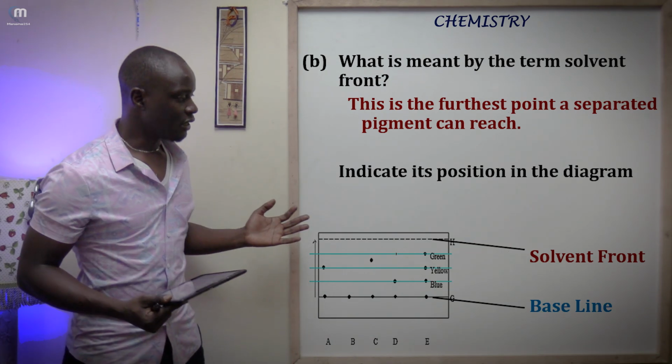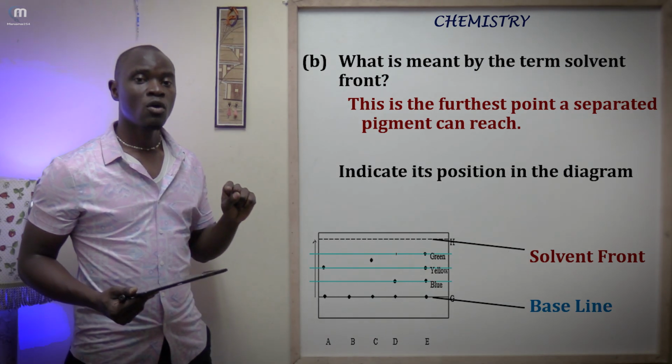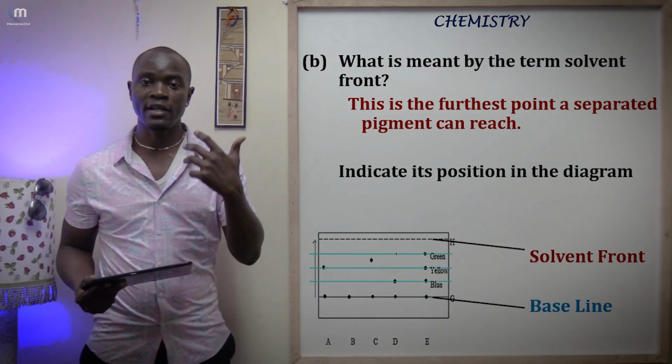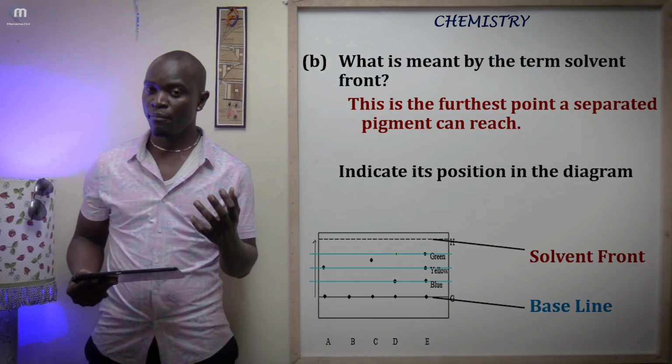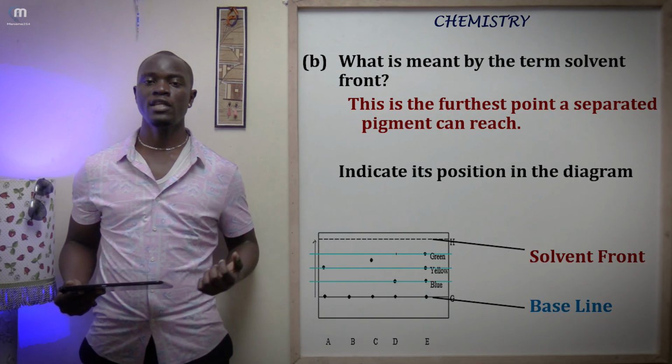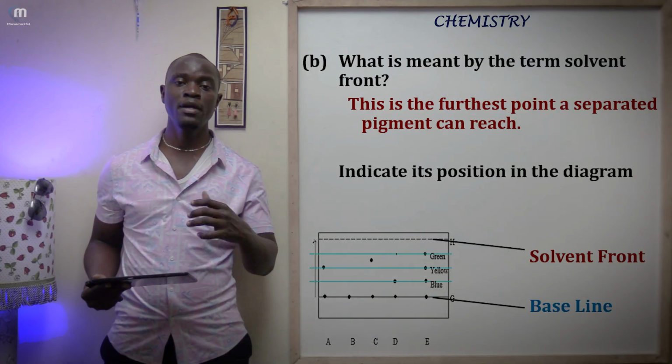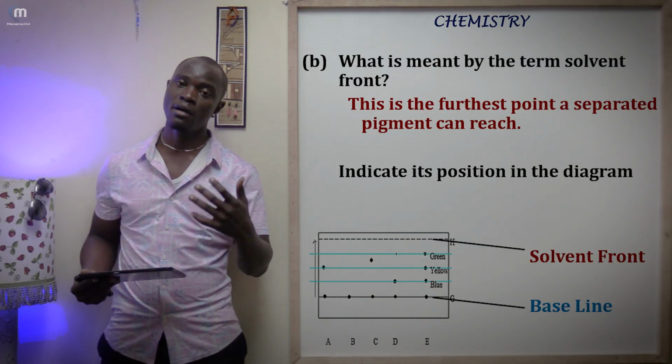And what about the baseline? The baseline is the line where the pigments to be separated are placed. So if you have been asked to define the baseline, you're going to say that this is the region whereby the pigments to be separated are placed.